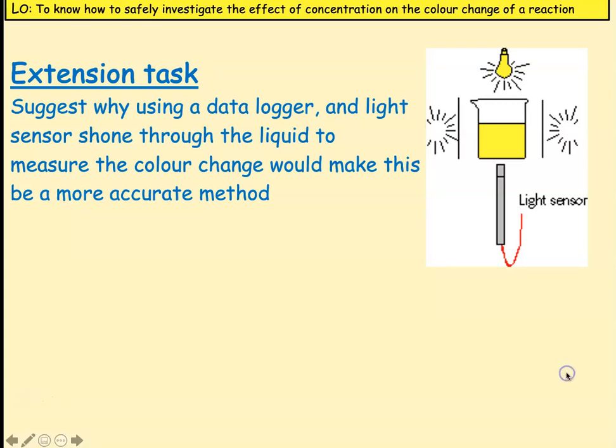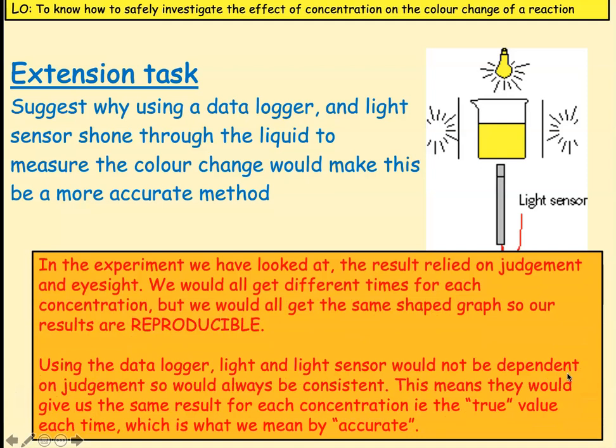Right. Okay. So hopefully you've said something like this. In our experiment we looked at, the result relied on judgment and eyesight. We would all get different times for each concentration, but we'd all get the same shaped graph, so our results are reproducible. Using the data logger, light and light sensor would not be dependent on judgment, so would always be consistent. It would be more consistent. This means that they would give us the same result for each concentration, i.e. the true value, and that's what we mean by accurate. So it would be more accurate.